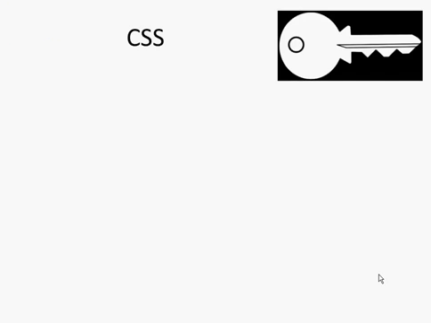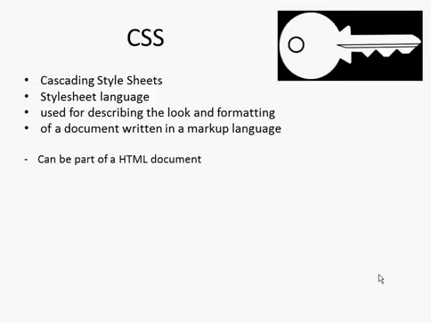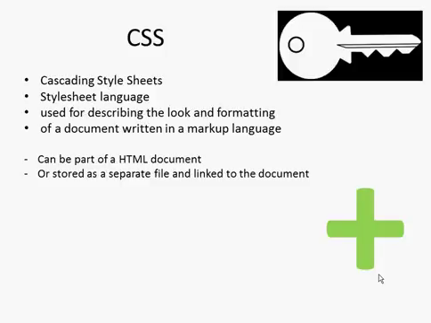So, things that are important regarding CSS for your exam. Key things. Remember, it's called cascading style sheets. It's a style sheet language used for describing the look and formatting of a document written in a markup language. CSS can be part of a HTML document or stored as a separate file and linked to the document. Advantages of CSS. You're likely to get asked about those in the exam.